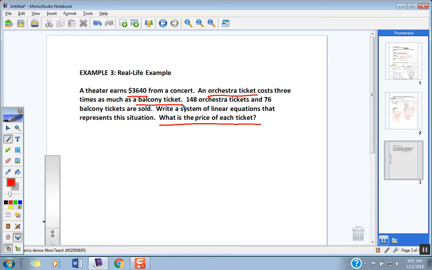I'm going to let X equal the following. X is going to equal the price of an orchestra ticket. So what's that mean Y is going to equal, kiddos? Price of a balcony ticket. Good, guys. Y is going to equal the price of a balcony ticket. That's what we're setting out to find, the price of each one of these.